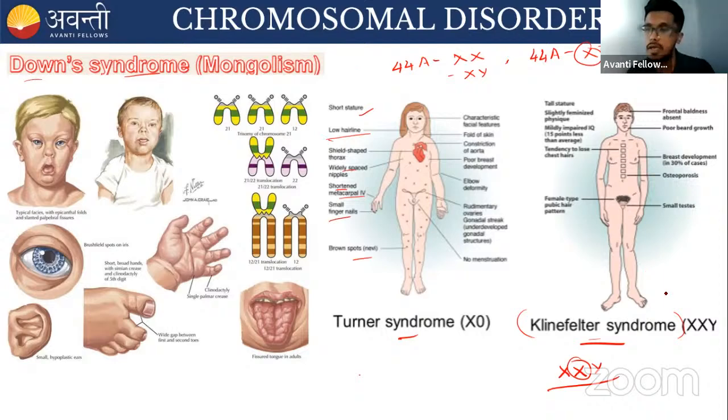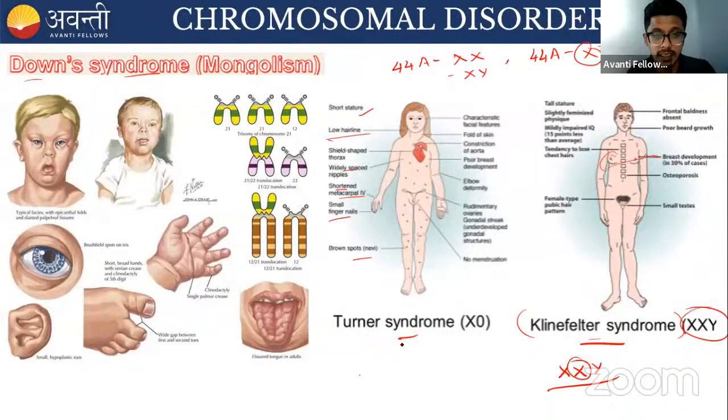So what about Klinefelter syndrome? It is called super males or super females. They look like males and show the development of gynecomastia. Gynecomastia is the development of breasts in the male. This is called gynecomastia.